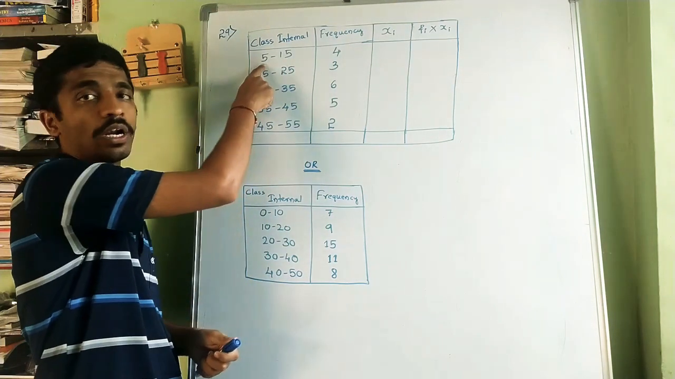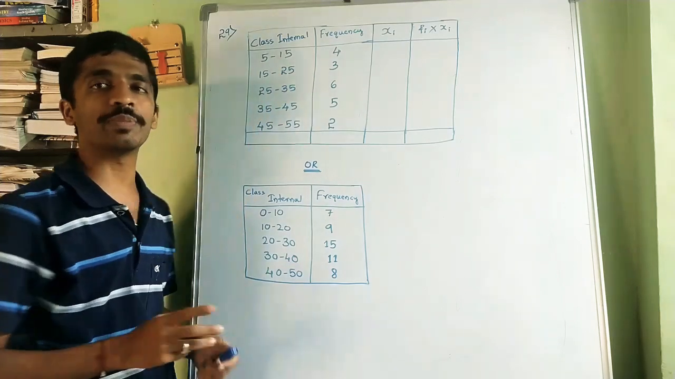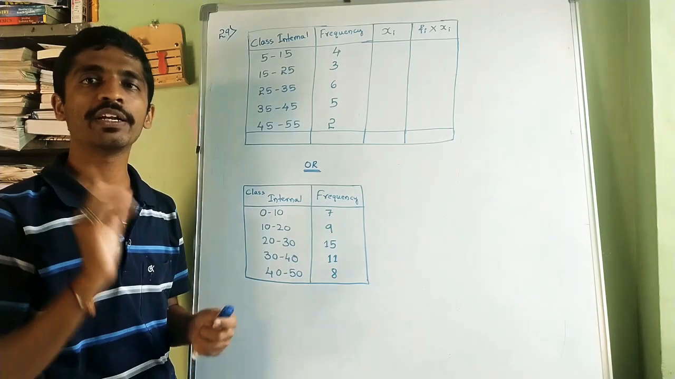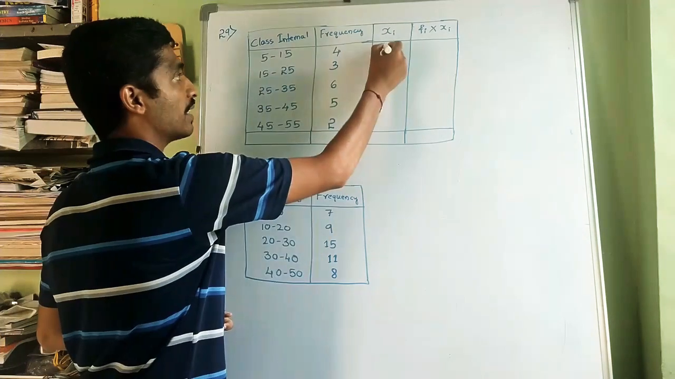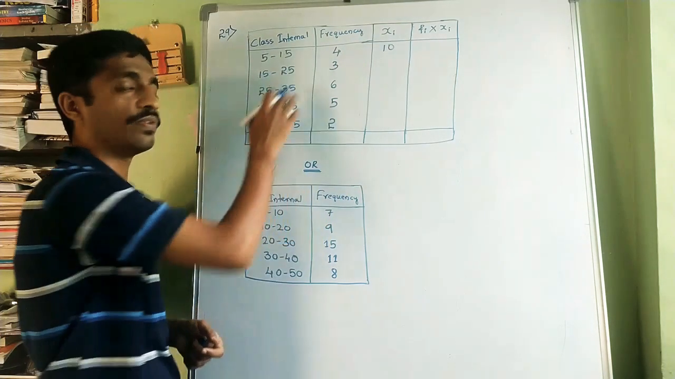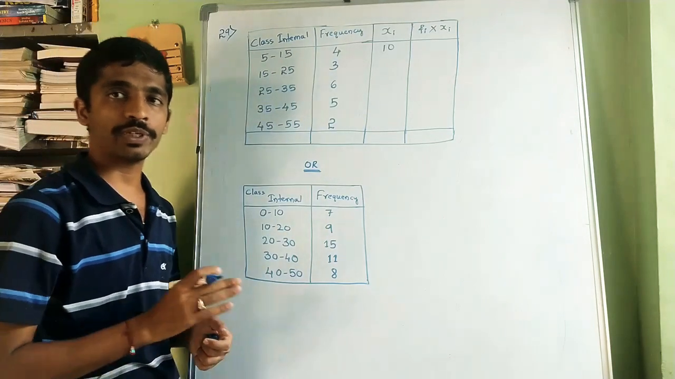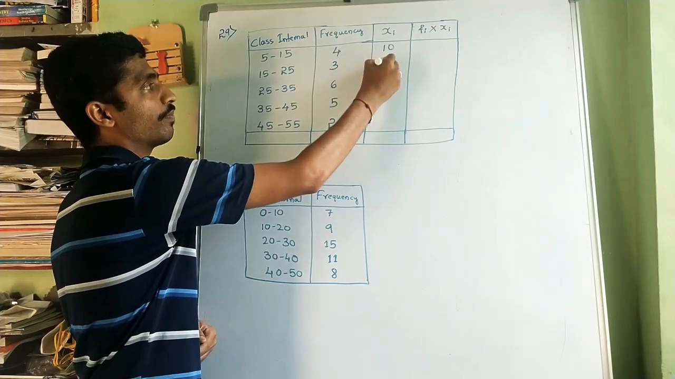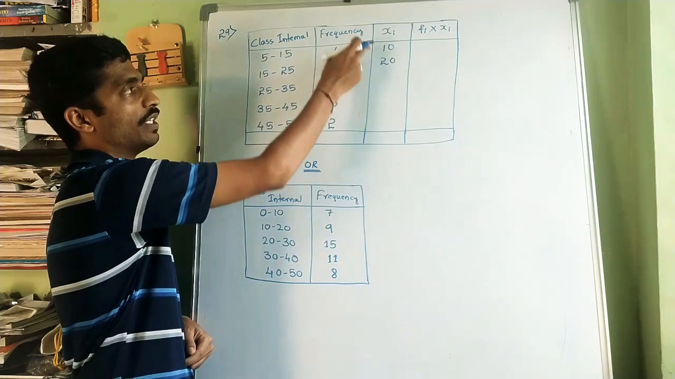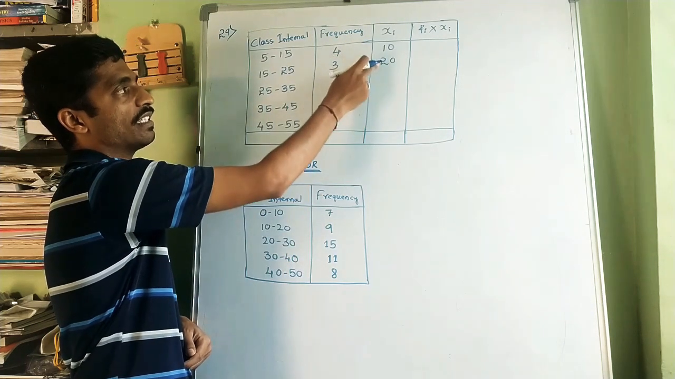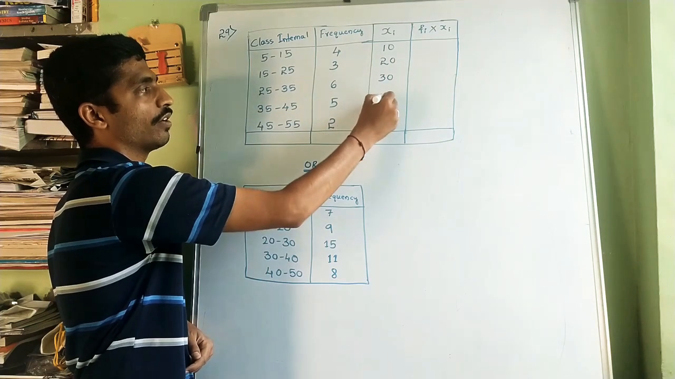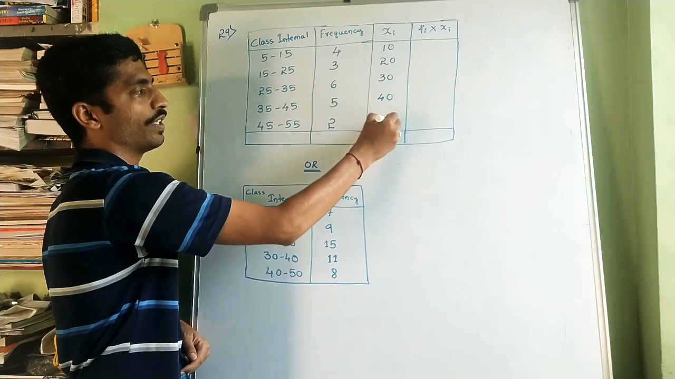So the lower limit is what? 5. 5 plus 15, it becomes 20. Divided by 2, 20 by 2, it will be 10. So our class mark is 10. Next, 15 plus 25, so it becomes 40. Divided by 2, you will get 20. Okay, how much is the interval increasing? 10 is increased. So just write the next ones: 30, 40, 50.